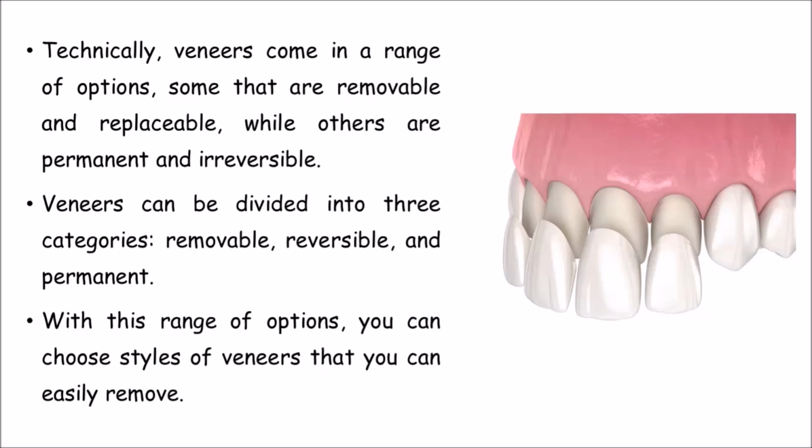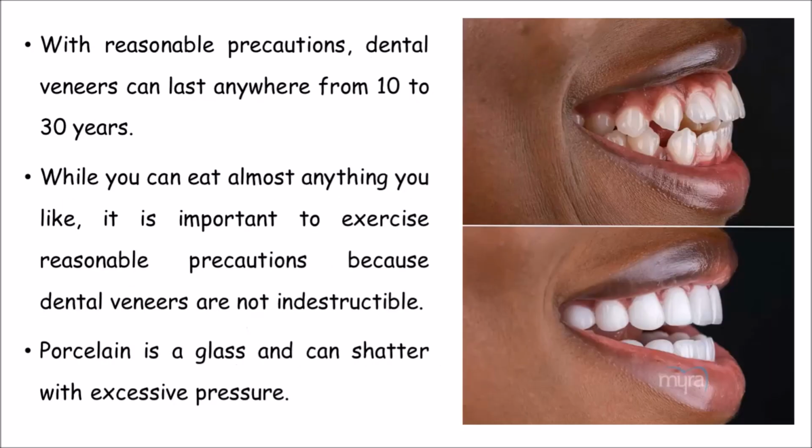Now, this can be removable, reversible, or permanent in nature, and you can choose from various styles of veneers that are available. If you look at certain teeth, especially in the top picture, you can see the canines are very sharp, but this can also reflect on the personality of a person. So you try to blend or mold it. If you look at the lower picture, you can see the canines are a lot softer in nature.